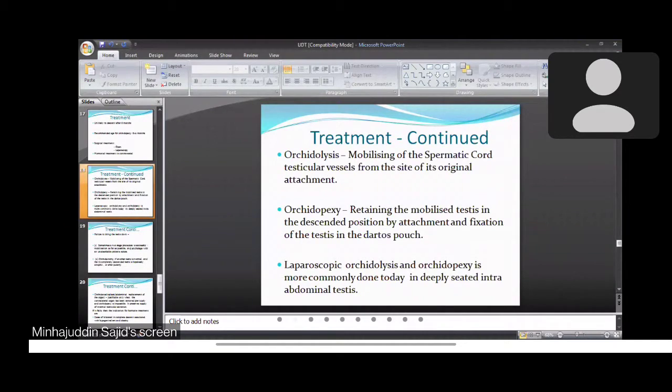Treatment, orchidolysis, mobilizing of the spermatic cord, testicular vessels from the site of its original attachment. Orchidopexy, retaining the mobilized testis in the descended position by attachment and fixation of the testis in a dartos pouch. Laparoscopic orchidolysis and orchidopexy is more commonly done today in deeply seated intra-abdominal testis.